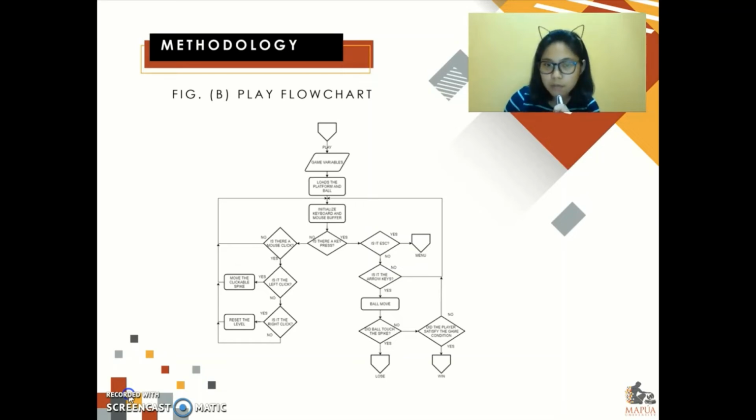Then this time, if your answer is no, another decision block asking, is there a mouse click? If no, you will be going back again to the initialized keyboard and mouse buffer. Then ask the same question again, is there a key press? If you answer no, is there a mouse click? If yes, is it the left click?